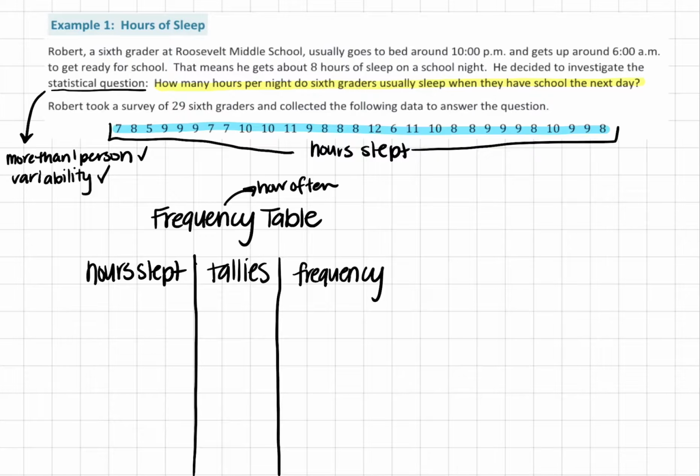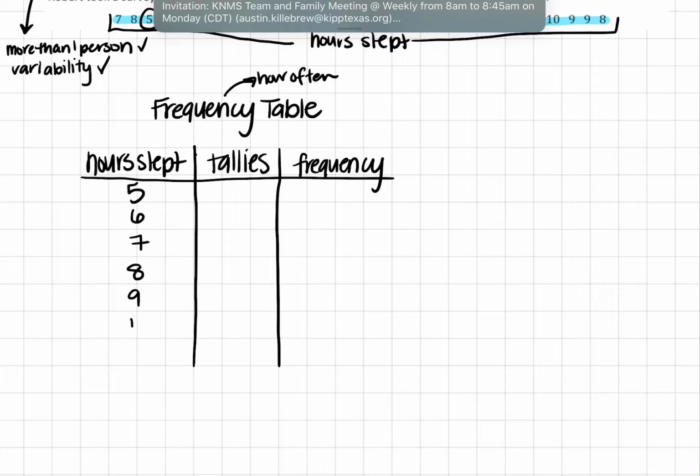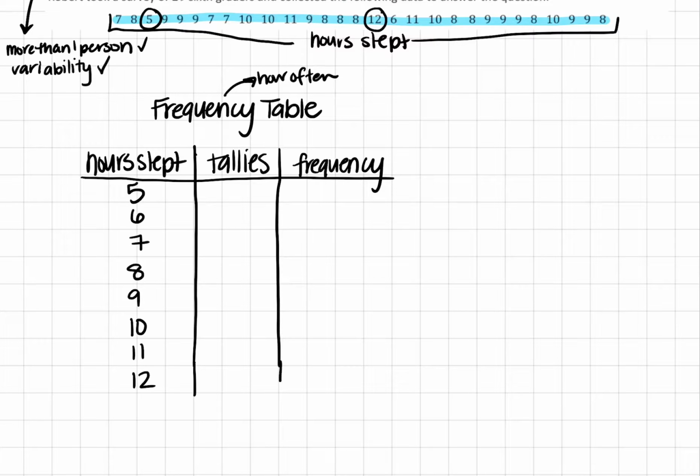All right, so first thing I'm going to do is find the least amount of hours slept in this list. It looks like the least amount of hours slept is 5 hours, and I'm going to put my 5 right there. Now I'm going to find the most hours slept, and it looks like the most hours slept is 12, which means that my table is going to go from 5 hours to 12 hours. 5, 6, 7, 8, 9, 10, 11, 12. Just like that.